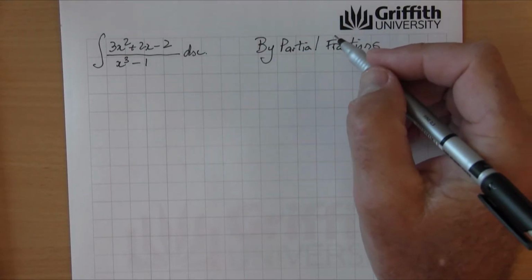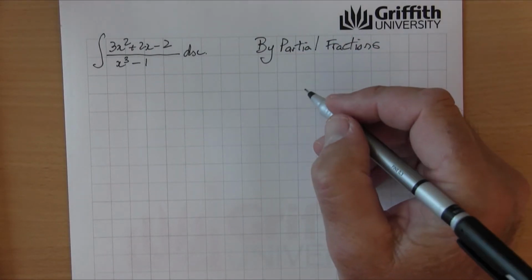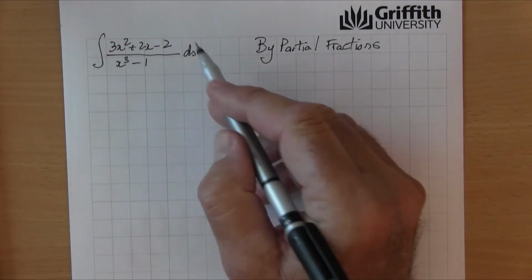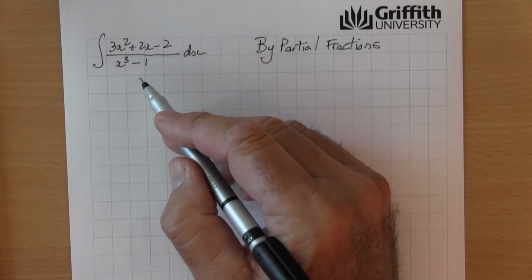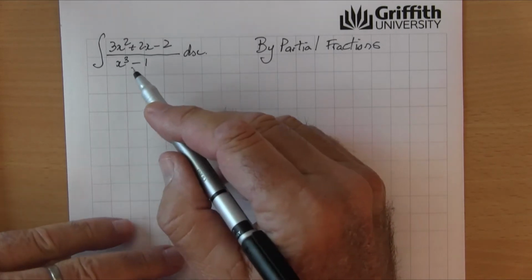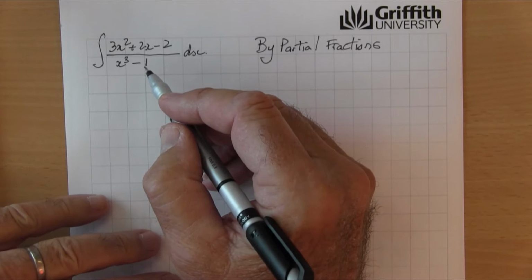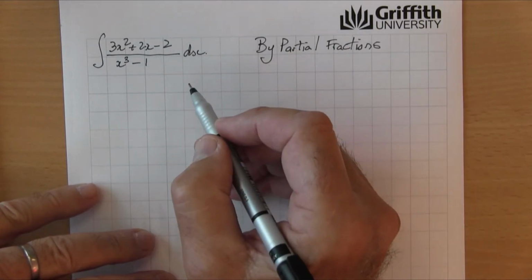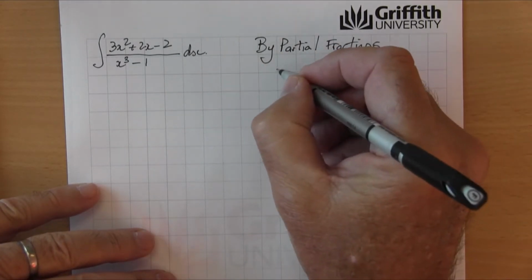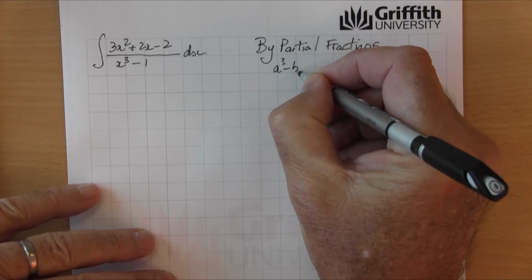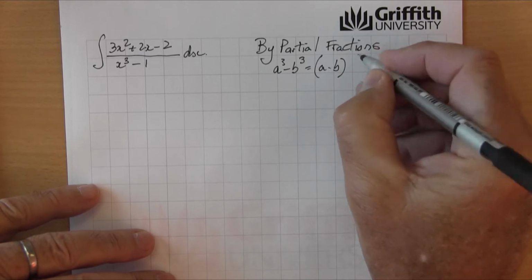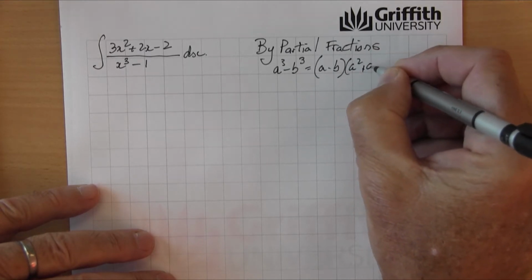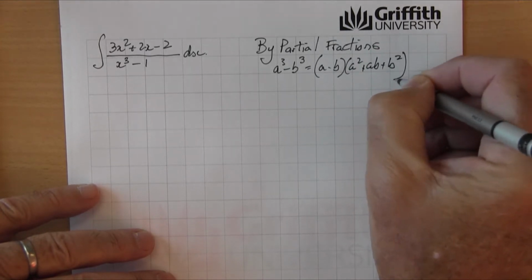Here is another example where we have to combine more than just one technique. As you know, when you've got fractions, we try to factorise the denominator as best we can, and here we've got x cubed minus 1. Now, that's the difference of two cubes. The pattern for the difference of two cubes, if you've got a cubed minus b cubed, it factorises to a minus b times a squared plus ab plus b squared.